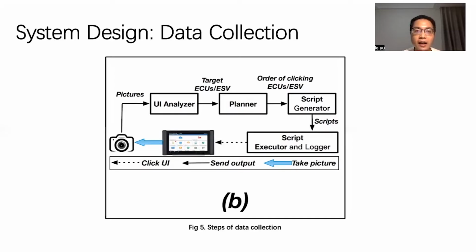And we will identify the target ECUs or ECU sensor values on the GUI. Finally, we will guide the robotic arm to interact with the GUI of the diagnostic tool. When recording the CAN messages generated by the diagnostic tool and the vehicle, we will add timestamps to each connected CAN message. We will also add timestamps to the video of the GUI.